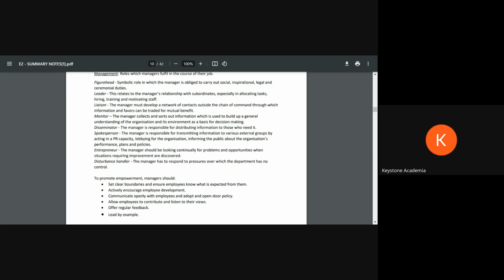Amrita, do you have any one or two points to add? Yeah, so I believe empowerment has to do something with encouraging them to achieve a promotion, like giving them motivation to complete certain tasks so that they can attain some promotion in the organization.